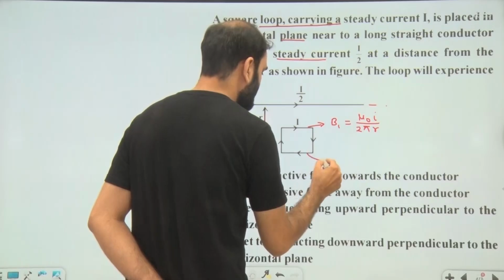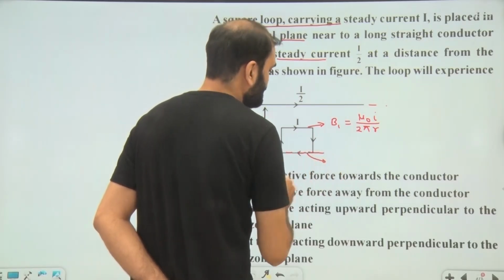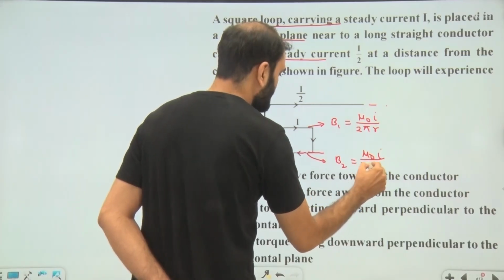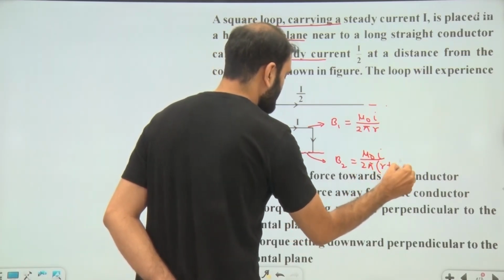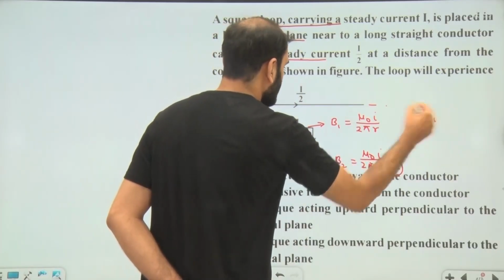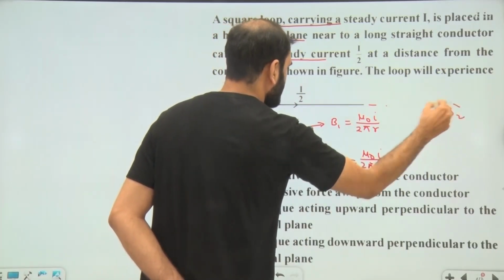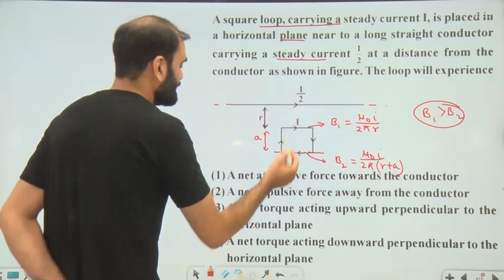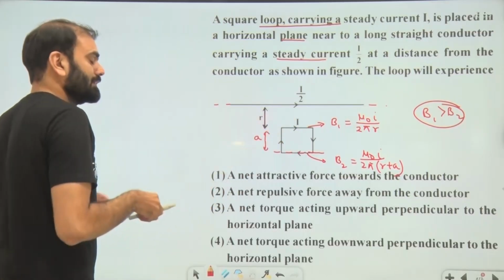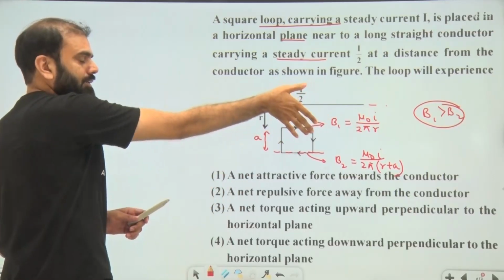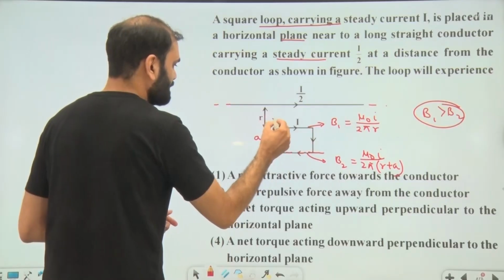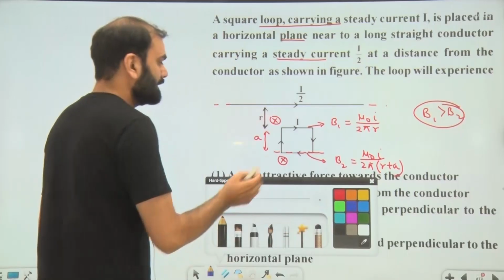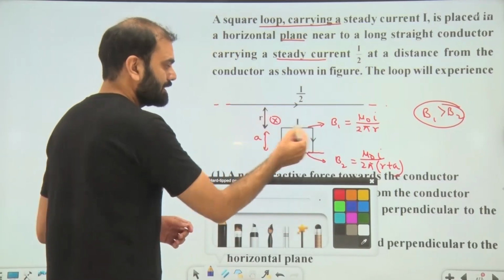The magnetic field in this region, B2, let's say, is equal to mu naught into I upon 2 pi into R plus A. You can see that B1 is greater than B2 because R plus A is more than R. The current is in this direction, so the magnetic field will be inward. This field will be inward, and this field will also be inward, and the current is flowing like that.